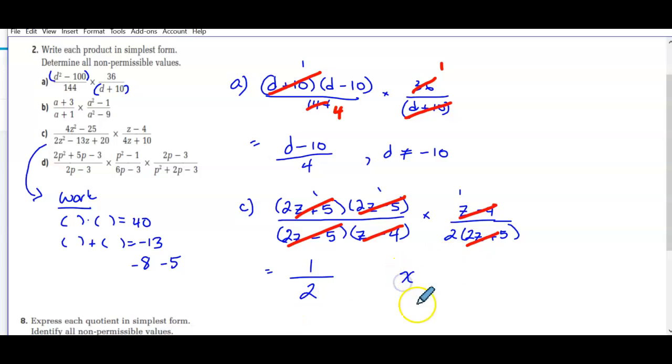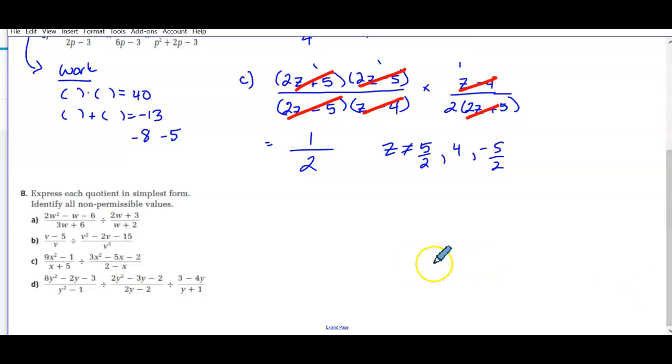In terms of your restrictions, Z, sorry. So Z cannot equal, you go back to the factored form. If you looked at this, you'd say there's no restrictions. So here you look, that would be 5 over 2, opposite sign, divide by the coefficient. This would be 4, and this would be negative 5 over 2. Okay.